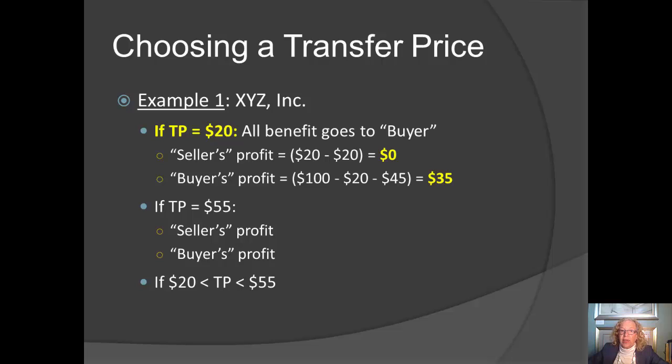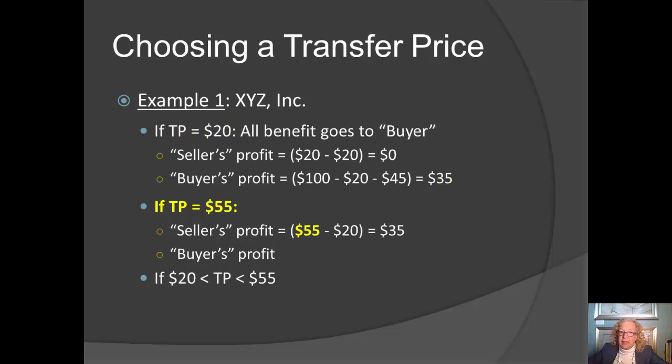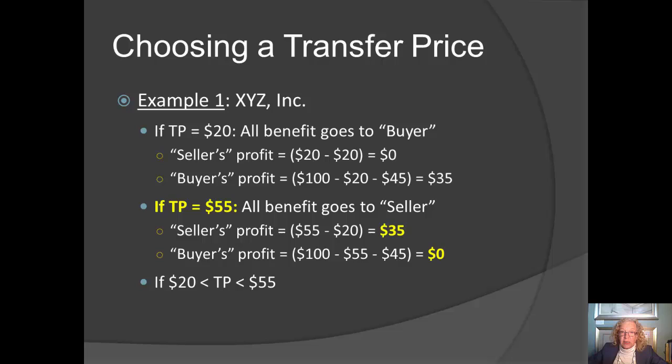Now, what if the transfer price was $55? In that case, the seller's profit is going to be the difference between the transfer price and the seller's cost. The buyer's profit is going to be its $100 external selling price minus the transfer price minus its own cost. It would make no profit. Therefore, in this scenario, all of the benefit goes to the seller division.